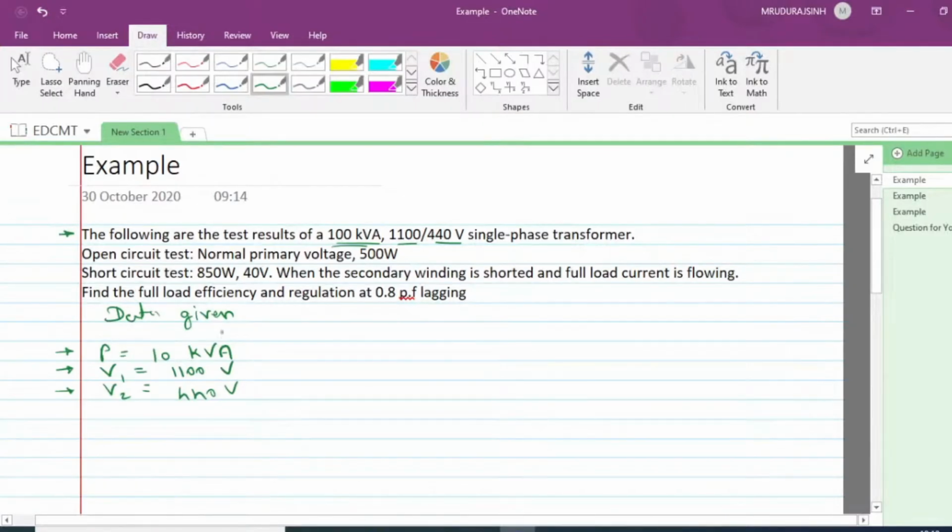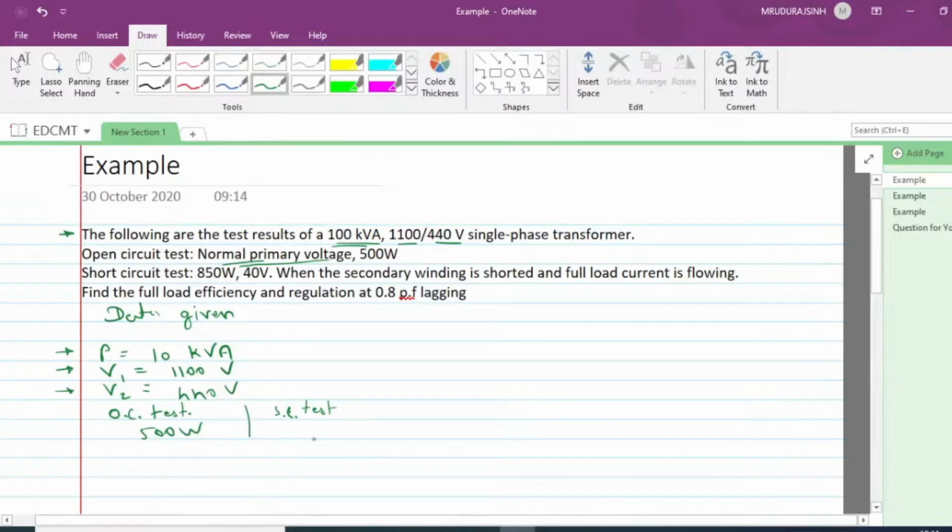Now the open circuit test. So the data of the OC test is normal primary voltage and power is 500 watt. So 500 watt is the data from the open circuit test. Then the short circuit test, the SC test. We can write from the numerical given to us.